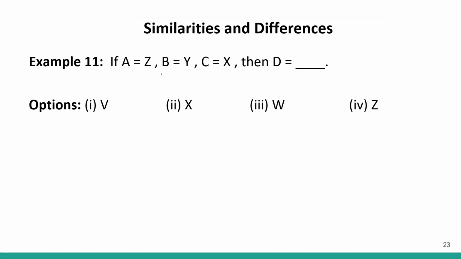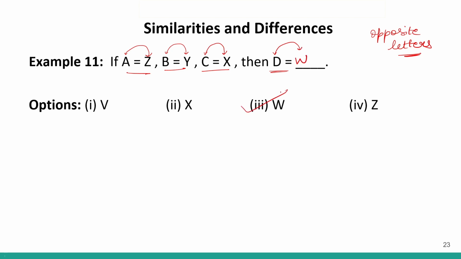Okay. Now, A equals Z, B equals Y, C equals X, and then we have to find the value of D. If you remember, there was a concept of opposite letters. This we studied in alphanumeric coding-decoding, and also discussed in the last class. A is the opposite letter of Z. Similarly, B is the opposite letter of Y, C is the opposite letter of X. Similarly, for D, the opposite letter is W, and our answer will be option number 3, W.